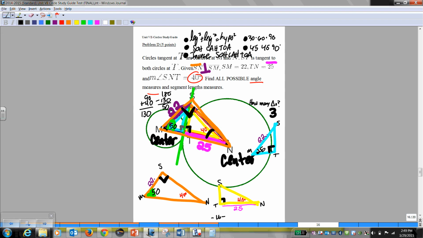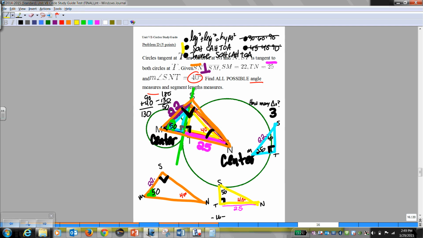Now you have everything you need. Take a very close look. None of the triangles can be 30, 60, 90 because we don't see 30, 60, 90 here, or 45, 45, 90. We already have all the angles. All the angles are either 40 or 50. So we need side lengths.